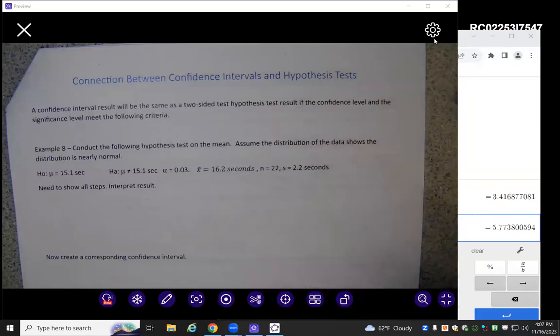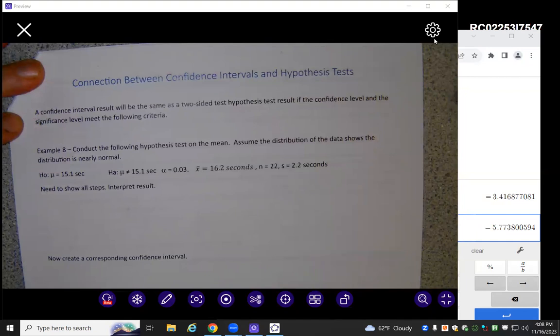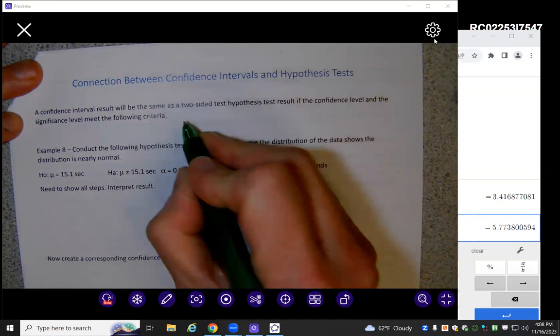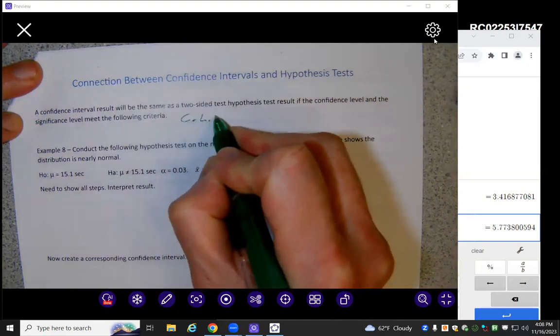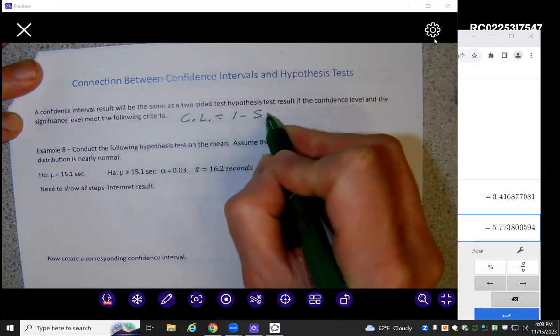So now I'm going to look at the connection between the confidence interval and the hypothesis test. A confidence interval result will be the same as a two-sided hypothesis test result if the confidence level and the significance level meet the following criteria. And what is that criteria? Well, that the confidence level is equal to 1 minus the significance level.